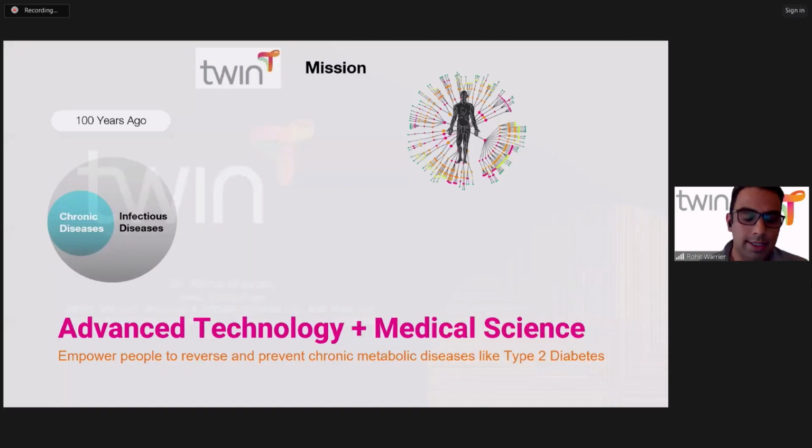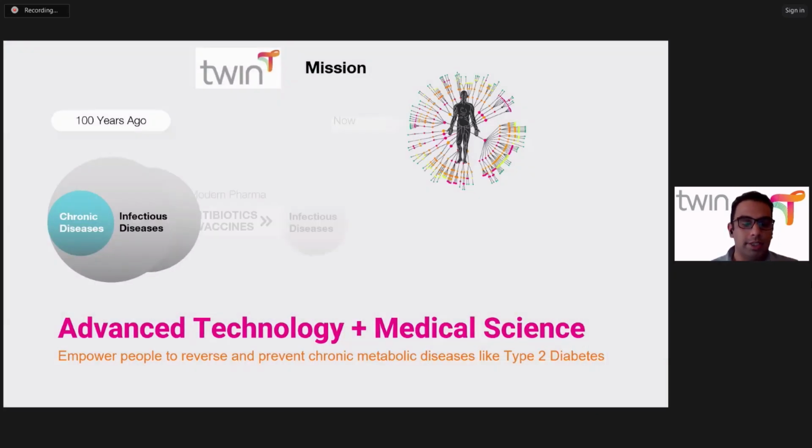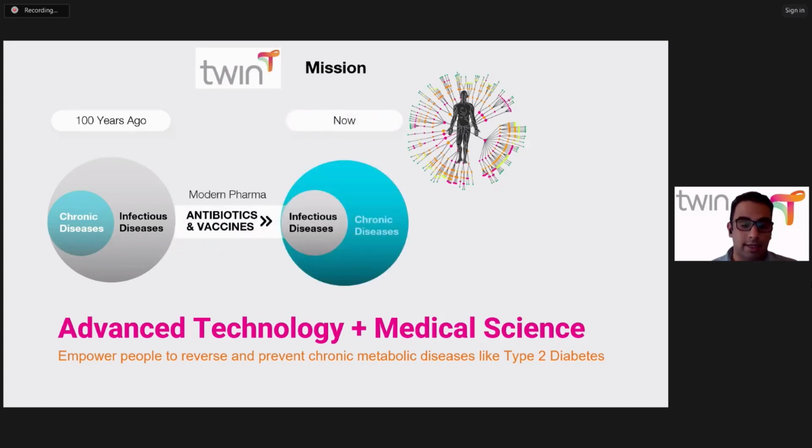So, just to set the context, as all of us know, maybe a century ago, the major burden of disease was infectious diseases, right? People used to die due to tuberculosis, cholera, smallpox, before all the vaccines came in. That was a huge burden for the healthcare industry worldwide. But with modern pharma coming in, with antibiotics and vaccines, the equation is completely reversed.